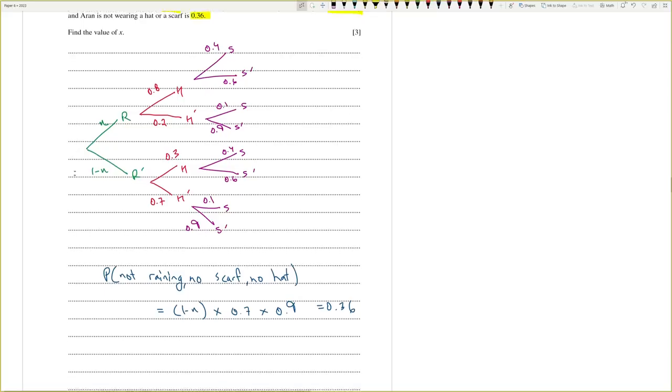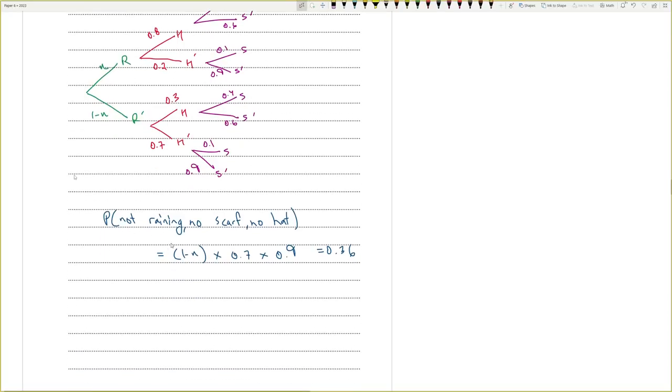So let's solve this. 1 minus x is equal to 0.36 divided by 0.7 divided by 0.9, which is 4 by 7. So x equals 1 minus 4 by 7, which is 3 by 7. Or you could round it off to 3 significant figures, x equals 0.571. There you go.